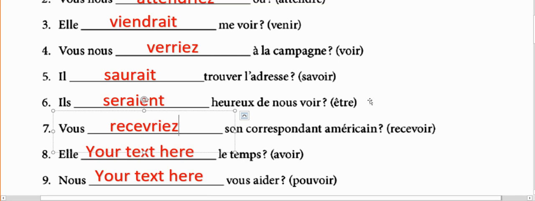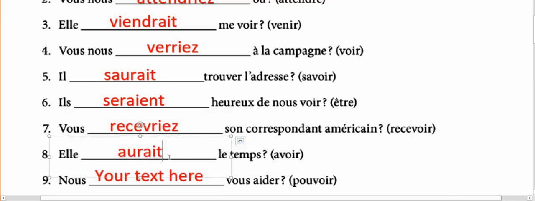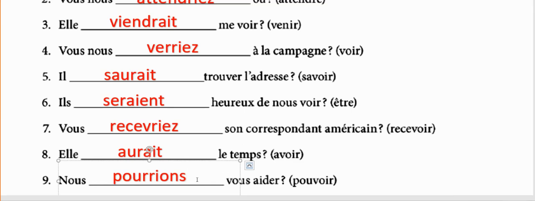All right. Elle aurait. Good. I pick it up from there again. Elle aurait le temps. Very good. Right there. Elle aurait le temps. She would have the time. And then the last one, nous pourrions. Very good. Thank you. Nous pourrions vous aider. We would be able to help you. Very good. Right there. Good job. All right.